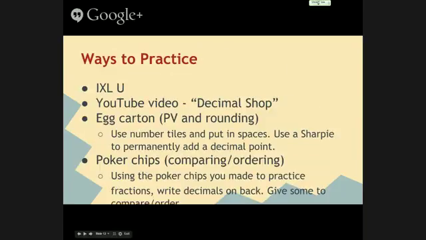So there are a couple of different ways to practice. There is IXL. That is going to cover everything I just talked about, comparing, ordering, rounding. It's going to give them models, and it's going to say what decimal is this. Pretty much anything, a more exhaustive list of decimals than I could give you in the past 40 minutes. IXL is going to be very good for this. There's a YouTube video I created called Decimal Shop. I'm not playing it here because it's embarrassing for me, but it is on my YouTube channel. Feel free to go watch it, but we will not be watching it here.